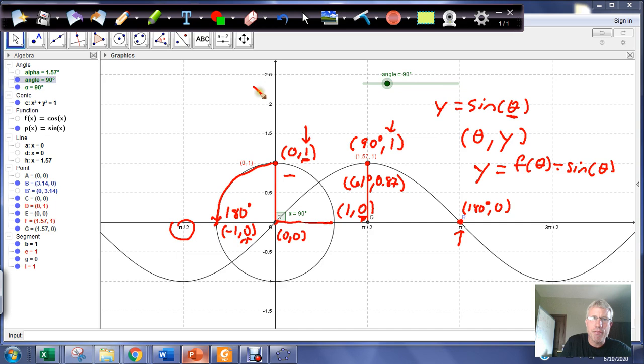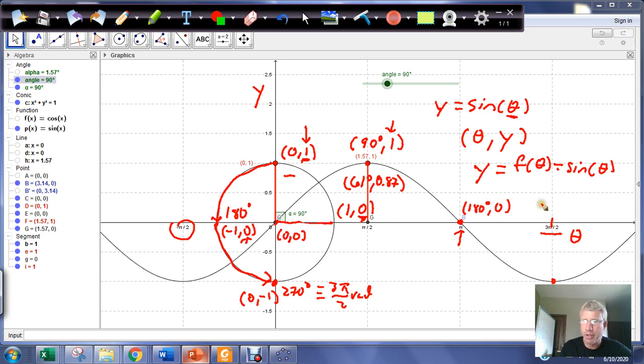So again, we're really graphing the y coordinate on the vertical axis as a function of theta on the horizontal axis. As we sweep back around to the 270 degree mark, here we're at a 270 degree rotation, or 3 pi over 2 radians. We see that the y-coordinate at this point is going to be a -1. So the output on the sine function at 3 pi over 2 radians, or 270 degrees, should be a -1.